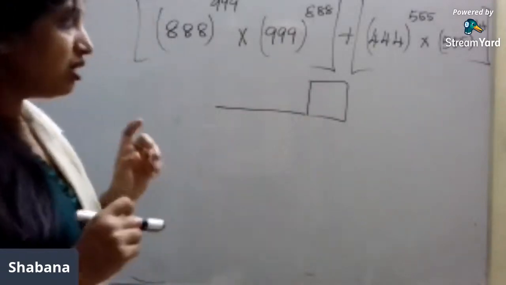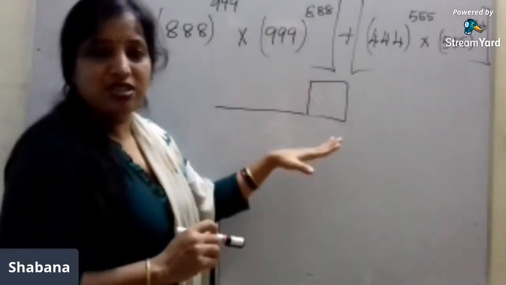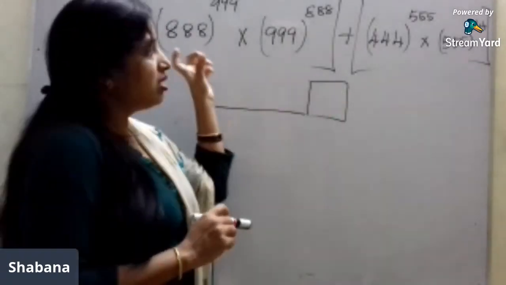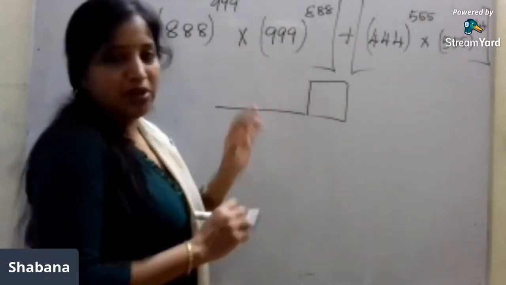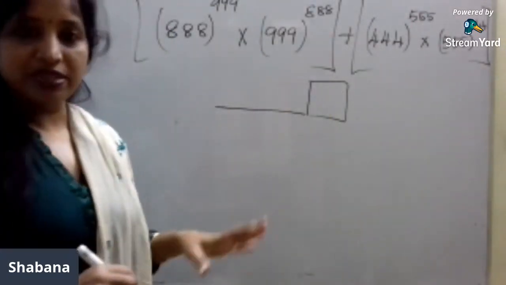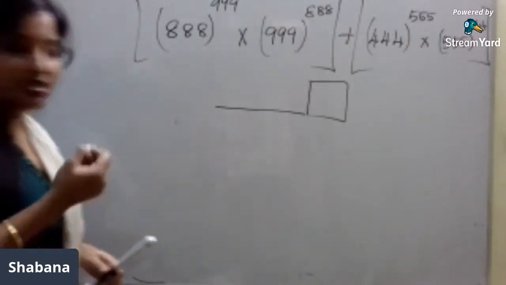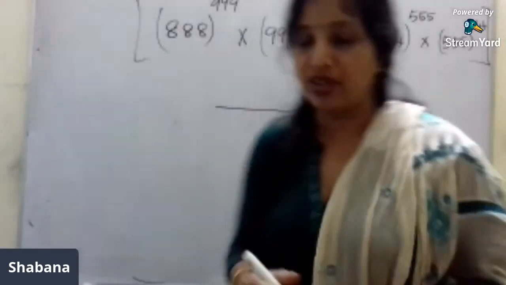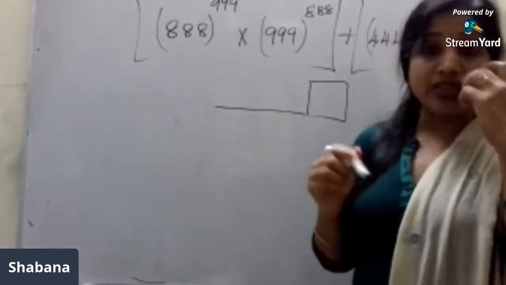So finding the last digit of this particular problem is very, very simple. It's just a cakewalk, with one single strategy which I'm going to explain to you now. So please listen to the strategy very carefully.